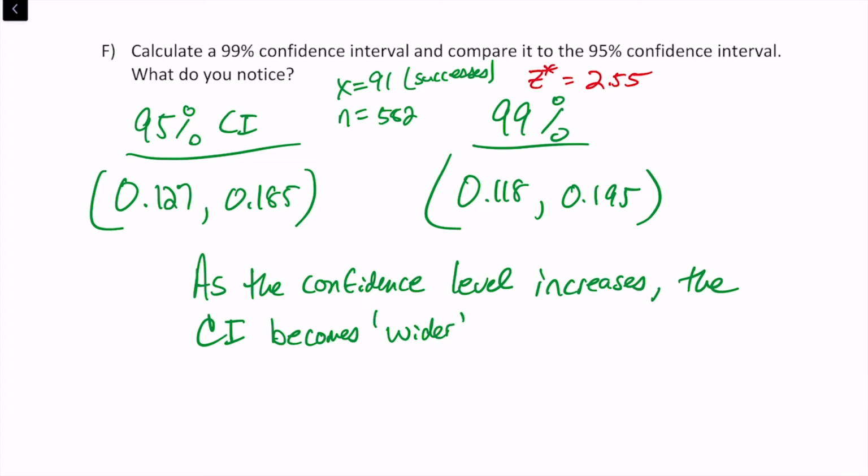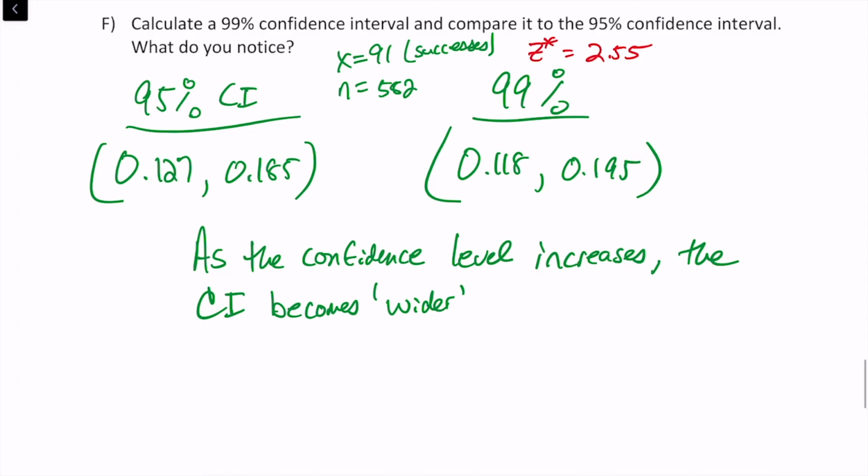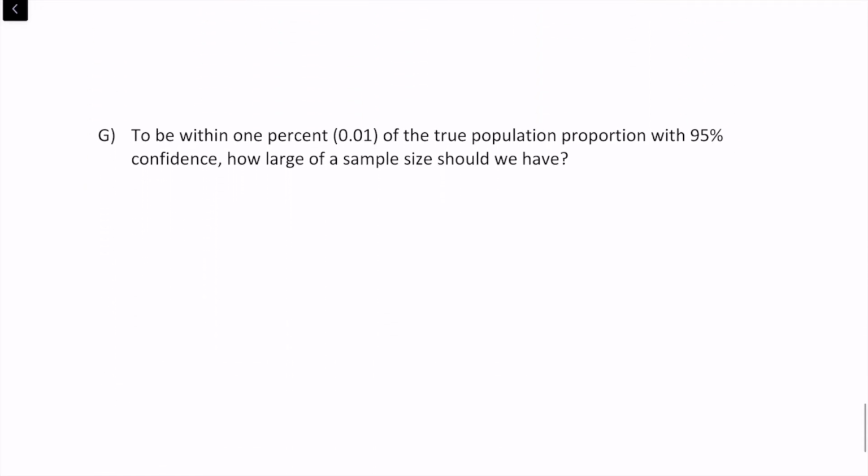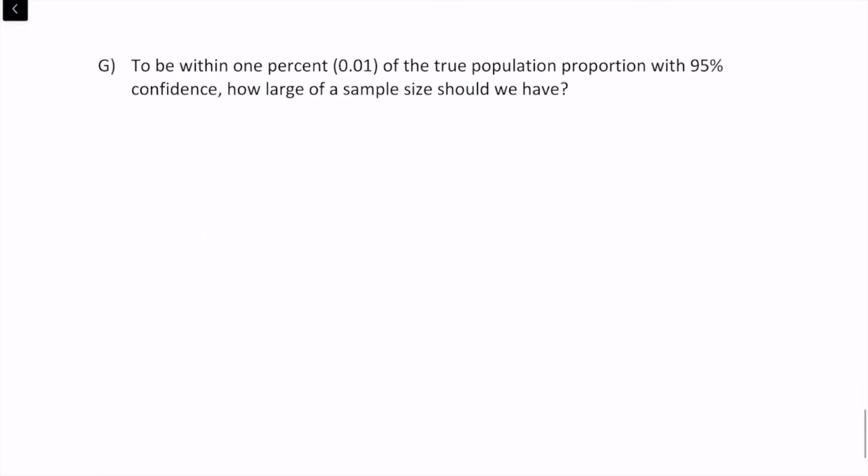Okay, so I hope that makes sense. What I mean by wider is that the lower bound becomes a little smaller and the upper bound becomes a little larger. Okay, almost there. Here we go. I believe this is the last one, folks.